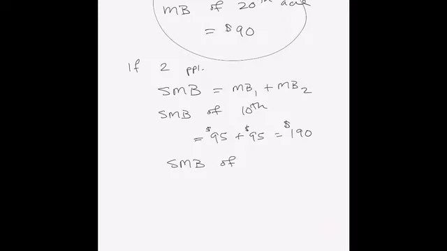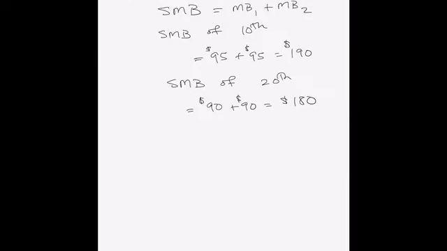All right. What about the 20th acre? Do the exact same thing. So each individual has a marginal benefit of $90. So the social marginal benefit is going to be equal to 90 plus 90, which is equal to 180. All right. It's just the sum. Sum of marginal benefits is the social marginal benefit.